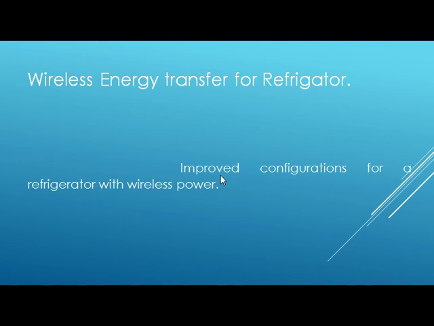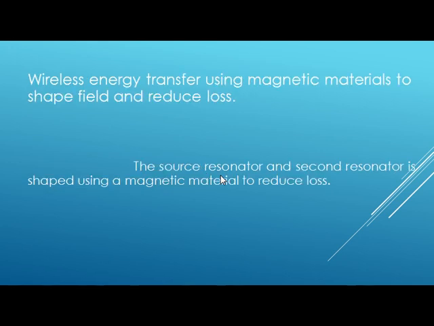The next paper is wireless energy transfer using magnetic materials to shape field and reduce loss. There was another factor that is a major drawback: extending the range of the area which the source covers, and also there is a loss while the energy is being transferred from the source to the destination. So this paper solves the problem using some magnetic materials. It shapes the field and also reduces the loss when the power is transferred wirelessly.